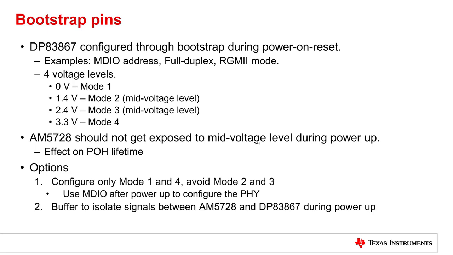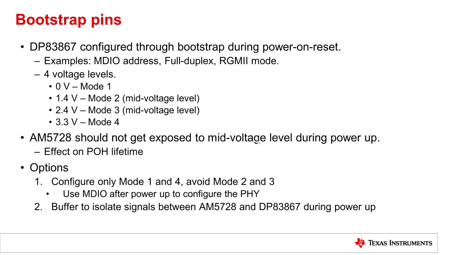The bootstrapping pins are quite important for the Ethernet PHY. They are configured through bootstrap during power on reset. The examples are MDIO address, full duplex mode or RGMII mode. On the DP83867 they exist in 4 levels.